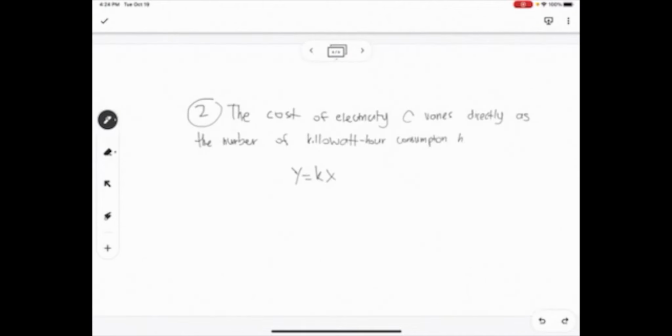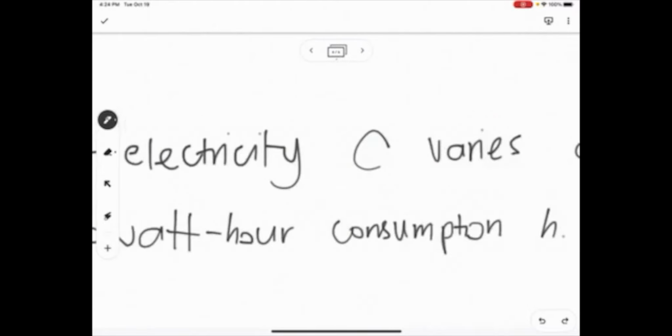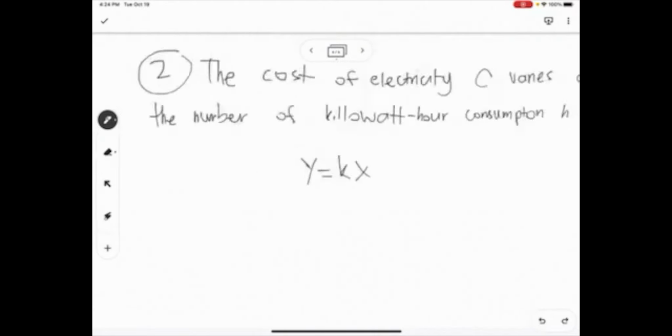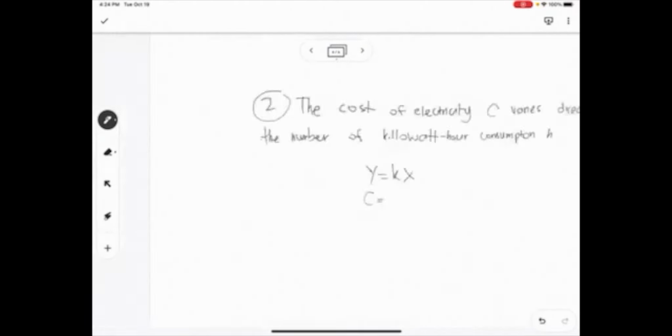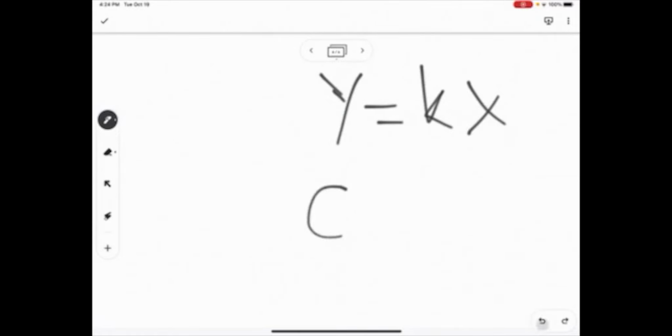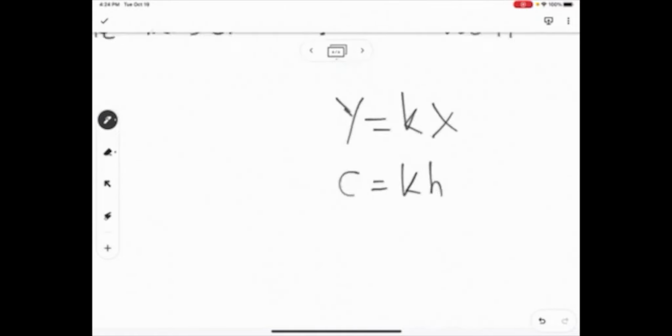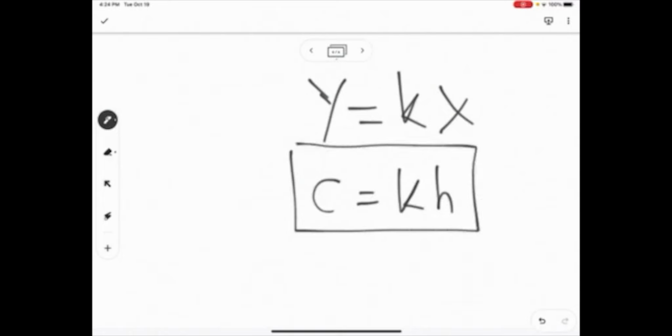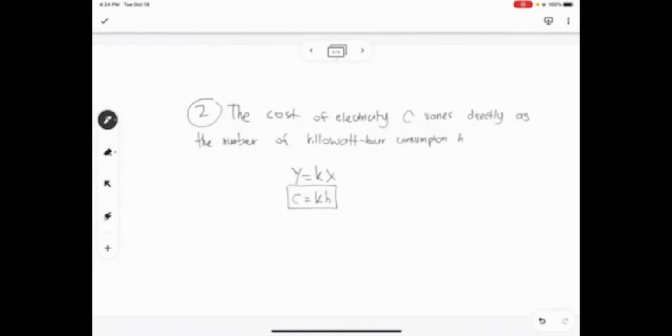Now, we're going to do substitution. Our first quantity is C, since it is the first one mentioned in the equation. The second quantity is H. Since k is just a constant, it won't change at all. And this is our final answer for today.